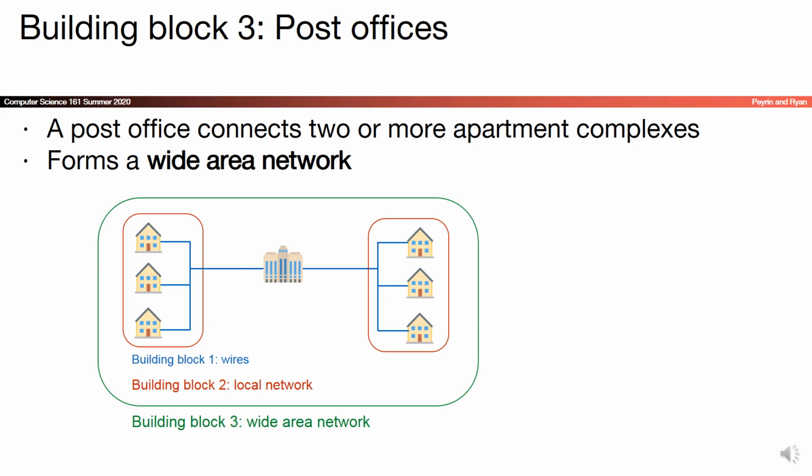Okay, so now we have a way to send messages between people in the same apartment complex, but what I'd really want is to be able to send messages to people in a different apartment complex. So the next building block we're going to need to do that is a post office.